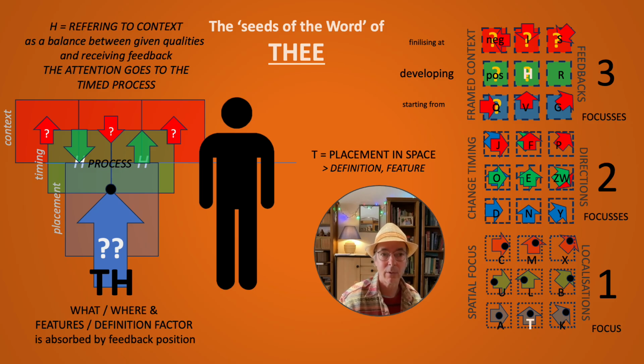So the H gives it that context of contextual reference. So what will it focus upon? What kind of features will it be? These will be about features that are related with context. We go to the qualities that are also demonstrated in the letter H. And what is the H about? H is about that balanced out feedback process.